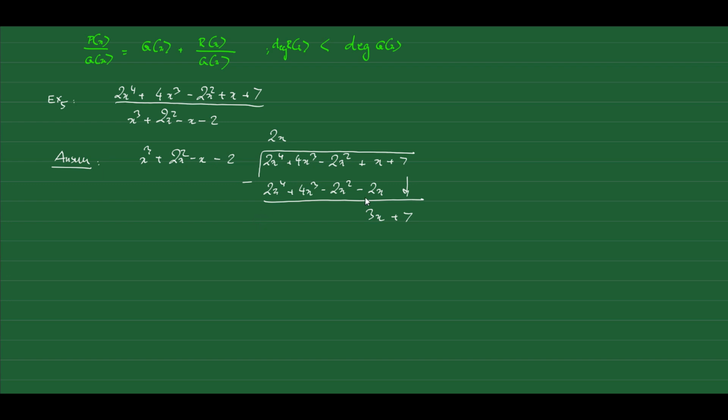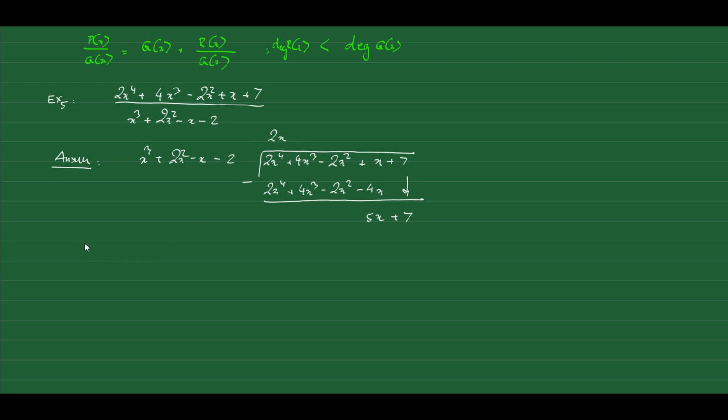I think it should be 4 actually. That should be 5 right here. Then you see that you cannot do the division anymore, because the degree over here is bigger than this. So the remainder is right over here, the r of x.